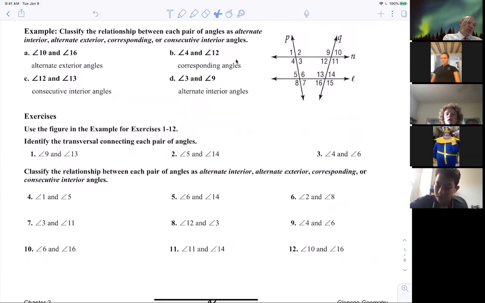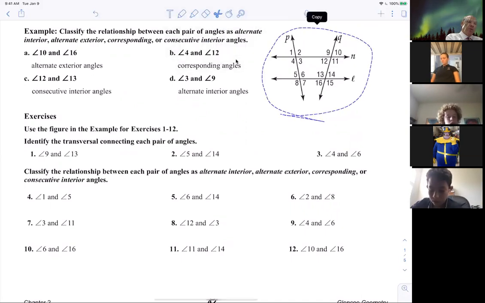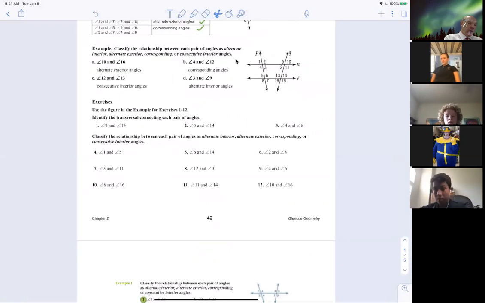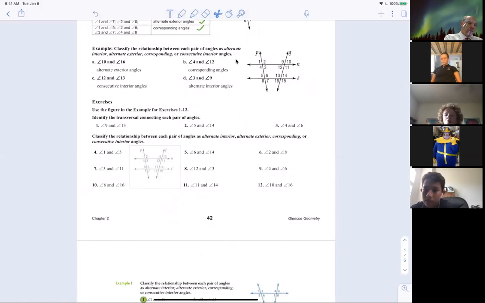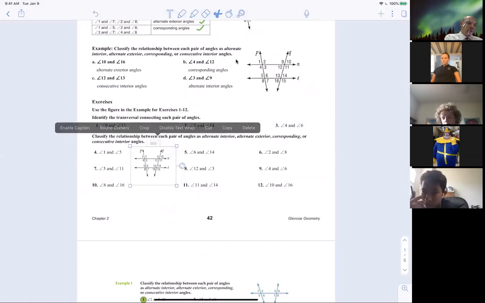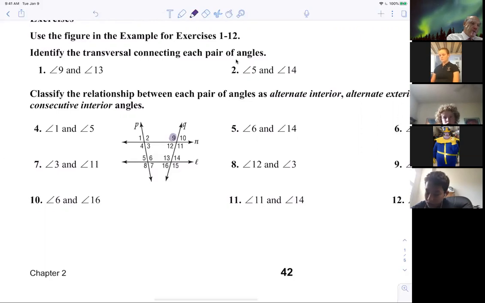So it says use the figure in the example. So let's just talk about it real quick. And sometimes, you know what I like to do, guys? Sometimes I like to copy this and put it somewhere else so I can see it better. That's what I'm going to do. I'm going to put it right there. Now they're trying to be confusing, so don't let them be. 9 and 13 are what, guys? Yeah, corresponding. 9 and 13, those are corresponding.